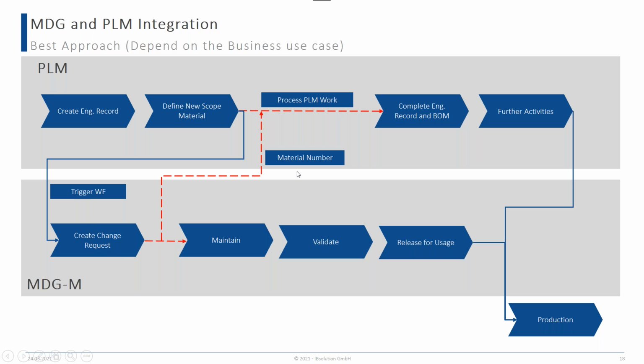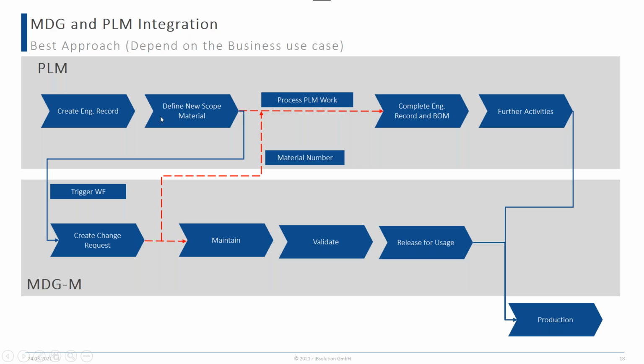Then we can either provide back the material number, or once the change request is completely done and validated and the data is available, we can also provide the information back to the PLM, and the PLM can continue with this information. This will fulfill most of the use cases in the scenario. There might be some other cases, depending on the organization, with other requirements, but it will mostly fit most business cases.